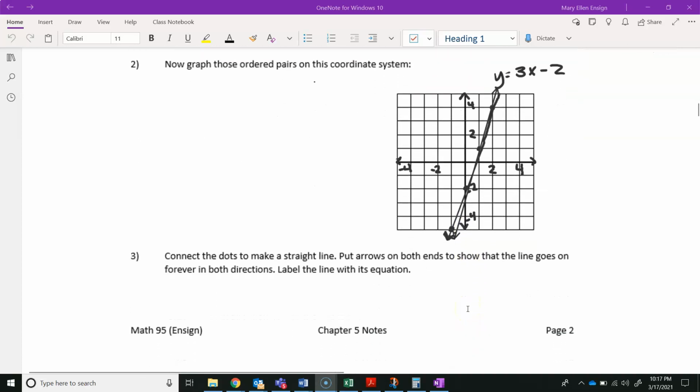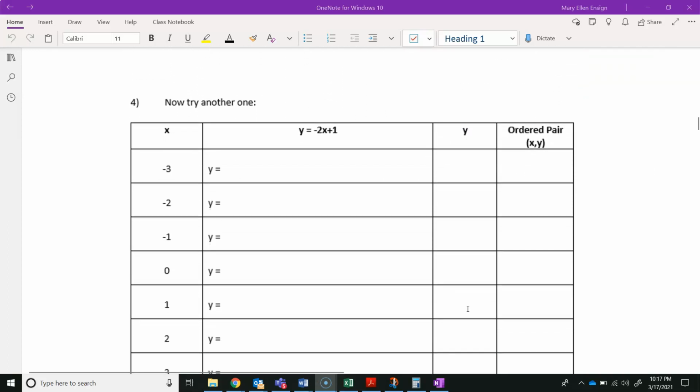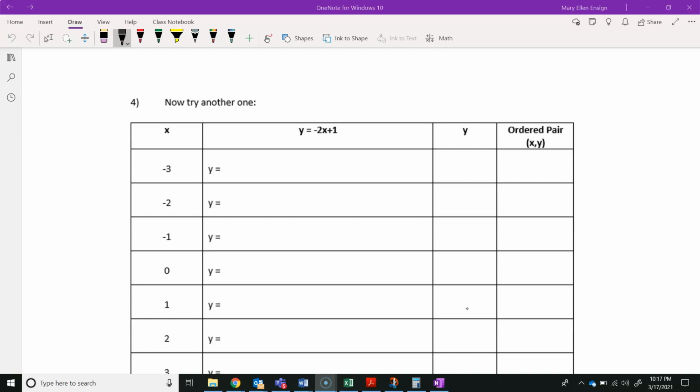Then there were a couple other examples that I said you could try on your own. Let's just do the first line here together, and then I'll pause the video and fill the rest in, so when it keeps playing it will have all the answers filled in. My first x value here is -3, so I want -2 times -3 plus 1. So -2 times x, which is -3, plus 1. This gives me +6 plus 1, or 7. So my y is 7, and my ordered pair is -3, 7.